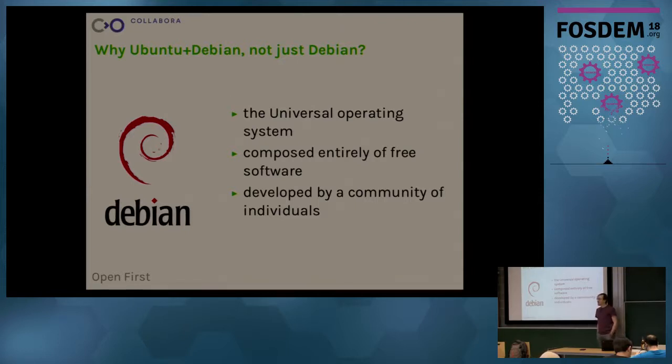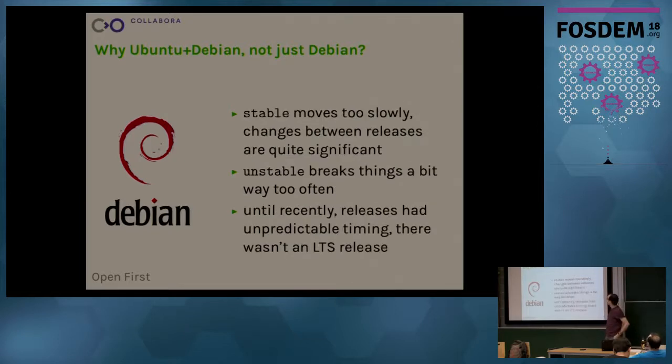Some people may ask the question, why are we using this crazy mix of Ubuntu and Debian and not just Debian? Because, you know, Debian is great, universal, and obviously it's free software, and it's a community, not a company. So, despite all of those great things about Debian, at the moment when Apertus was created, there were certain issues with Debian.